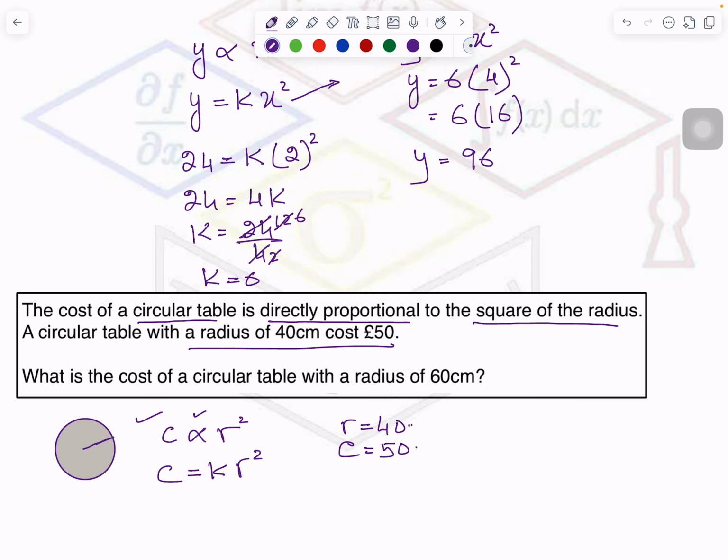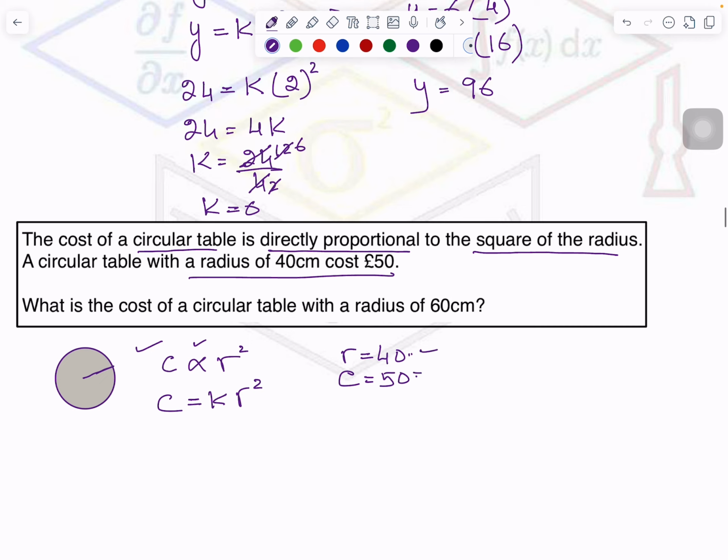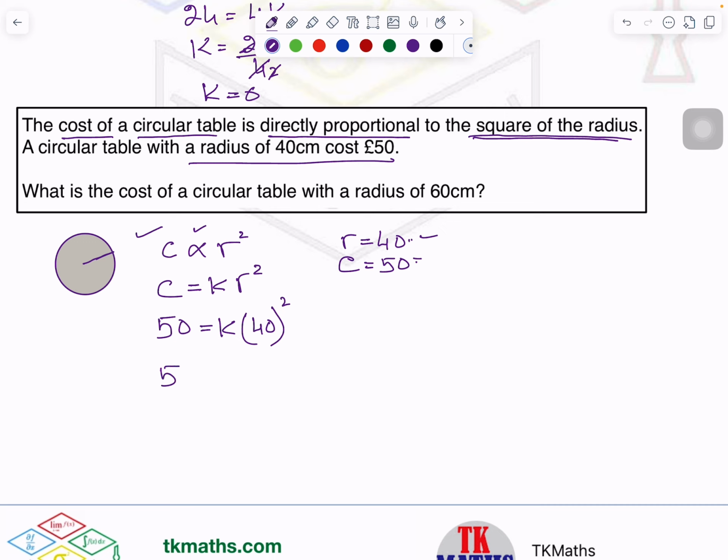So if you write down the information, break it up so you can understand better. When cost is 50, k we don't know, we'll find out, radius is 40. And the question said the cost is directly proportional to the square of the radius, so that's why I have squared it. So it is 50 divided by, now what is 40 squared? Equals k. 40 squared means 40 into 40. I'm keeping it like this intentionally so that I can cancel out easily.